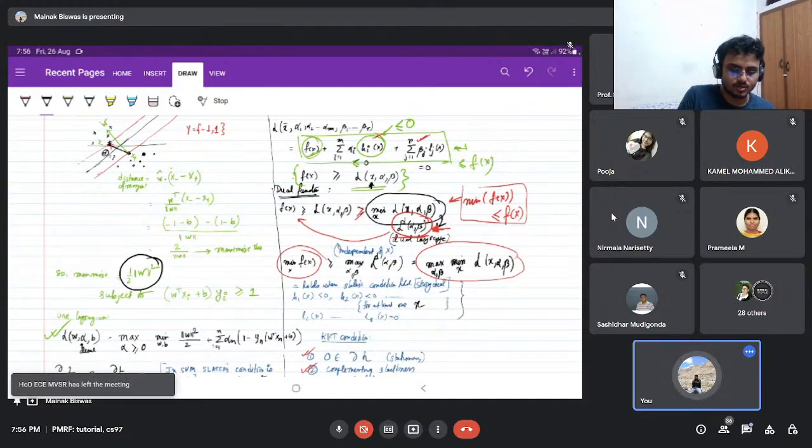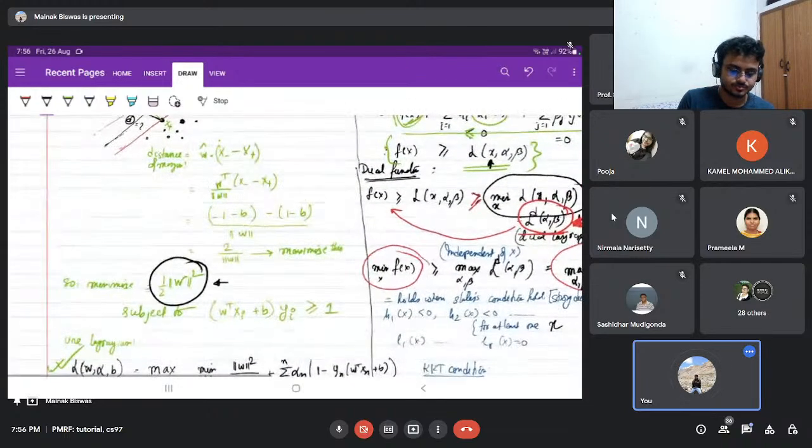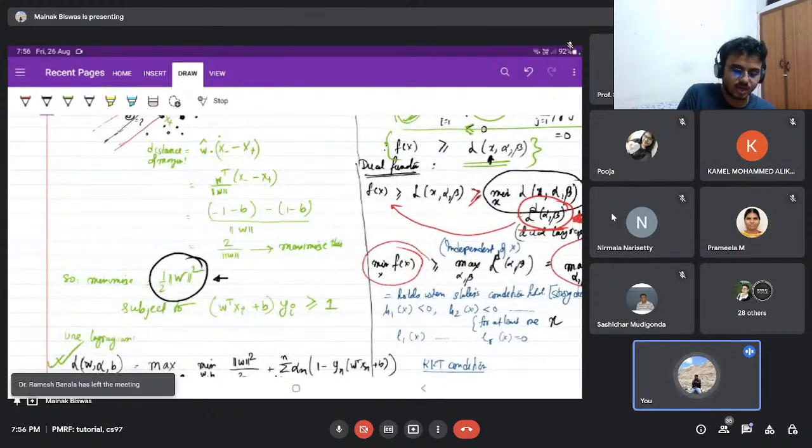Do you remember? We were trying to minimize the sum of the squares of the weights, subject to this constraint holding true, right? I'll just show you how to derive the Lagrangian for SVM. Is this okay? If you have a question, you ask.